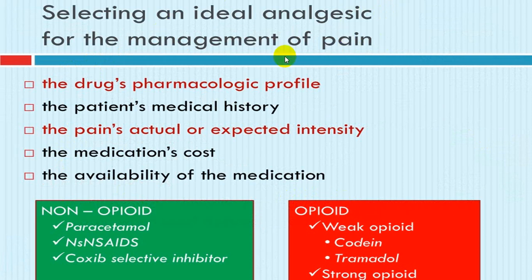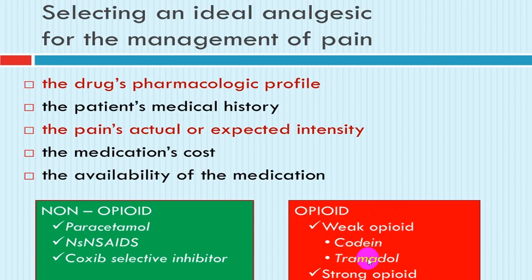But by and large, you look at the drug pharmacology profile, patient history, diagnosis, cost, availability. These are the other factors which you should look at and then select accordingly. And no analgesic is an ideal analgesic. So you can select non-opioids, which are paracetamol, non-steroidal analgesics, and selective COX-2 inhibitors. While you can select opioid analgesics, which can be a weak opioid like codeine and tramadol.